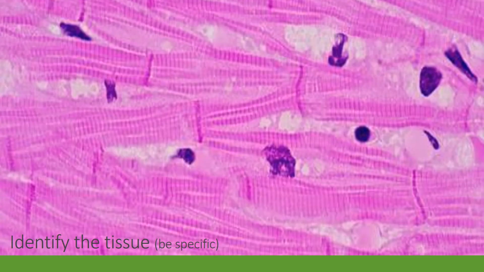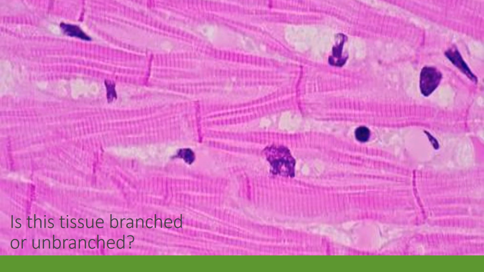Please identify this tissue. This is cardiac muscle. You can see the intercalated discs, the striations, the branching, and the nuclei. Please identify the structure indicated. This is an intercalated disc, present only in cardiac muscle tissue. Is this tissue branched or unbranched? Can you see the branching in this tissue?